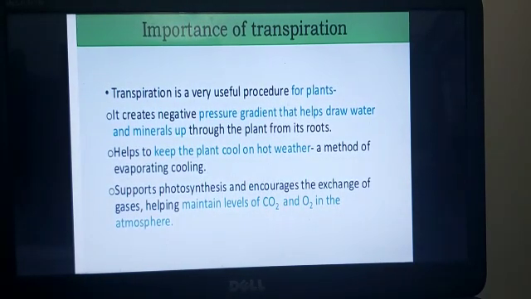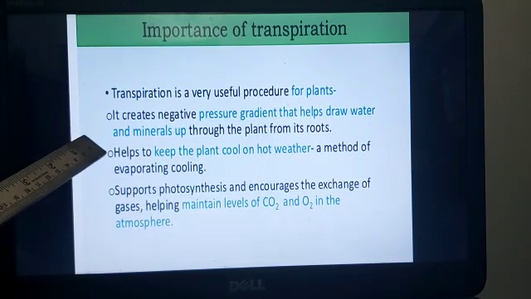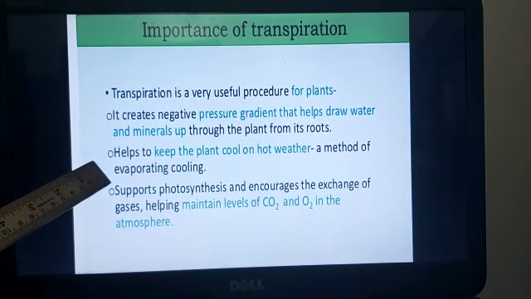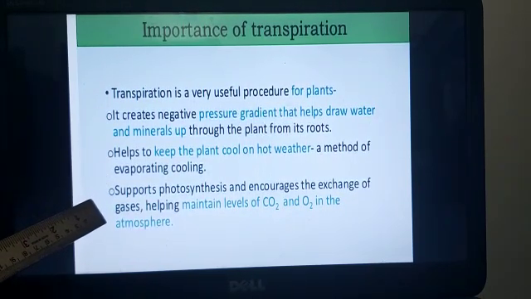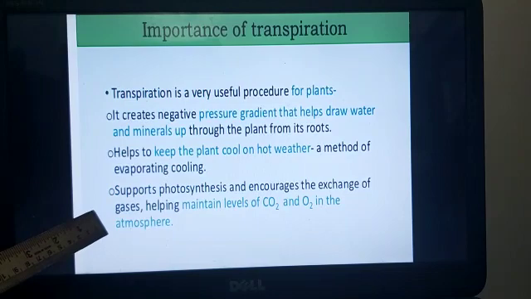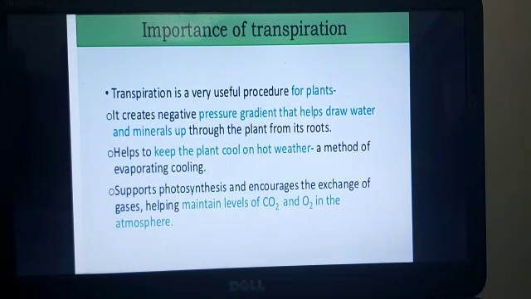Now quickly let us see the importance of transpiration. Transpiration is very important for the plants. It creates negative pressure gradient that helps to draw water and minerals to the plant from the roots. It helps to keep the plant cool in hot weather, a method of evaporative cooling. It supports photosynthesis and encourages the exchange of gases, that is, helping maintain the levels of carbon dioxide and oxygen in the atmosphere. So all these three are very important factors that are useful for the plant due to transpiration.